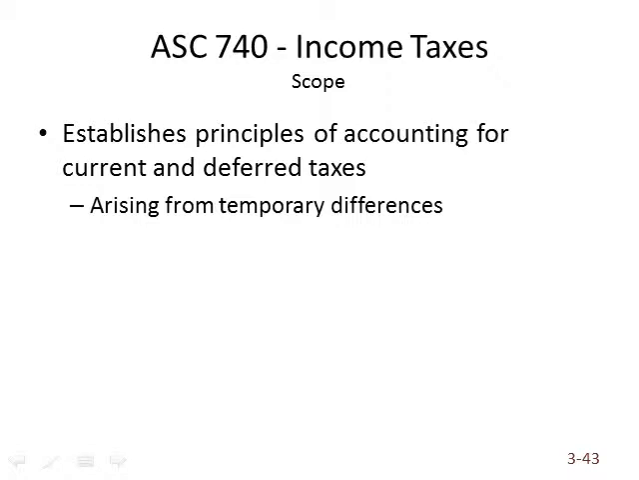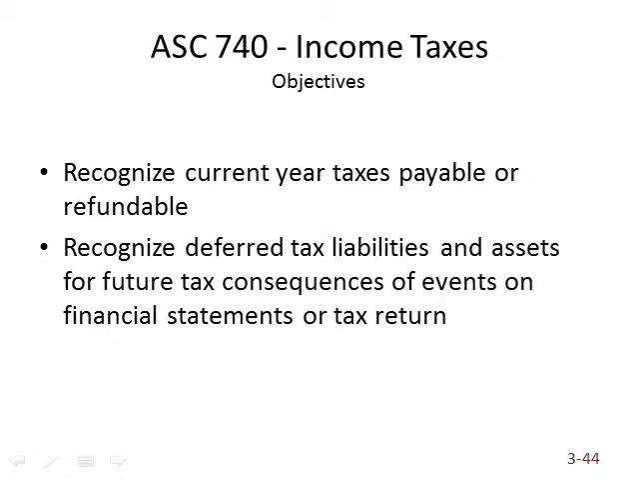This ASC 740 essentially sets out two objectives. The first is to recognize current year taxes payable or refundable, and secondly, to recognize deferred tax liabilities and assets for the future tax consequences of events recognized in a firm's financial statements or tax returns. And so that's what we're saying here, right? Those are the objectives of ASC 740.